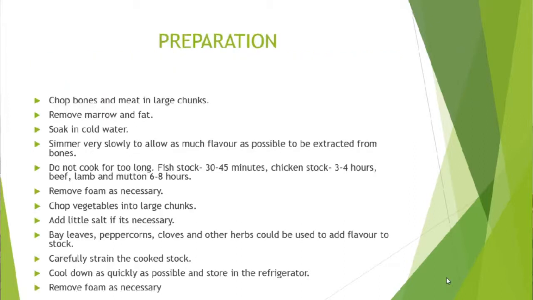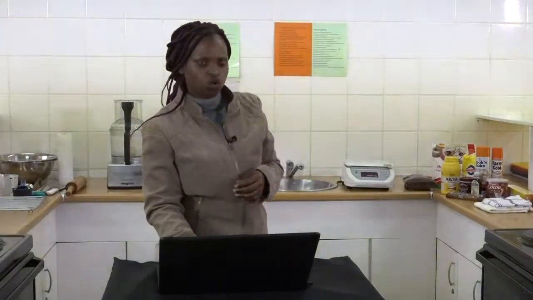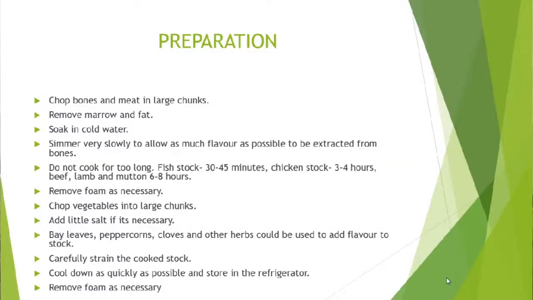Then the preparation. How do we prepare the stock? We've got the steps that we need to follow. Step number 1, you chop the bones and meat in large chunks. Number 2, you need to remove the marrow and fat, because the fat and marrow can make your stock to be cloudy. Step number 3, then you soak your bones in cold water. Number 4, then you simmer very slowly to allow as much flavor as possible to be extracted from the bones. Then make sure that you do not cook your stock for too long.